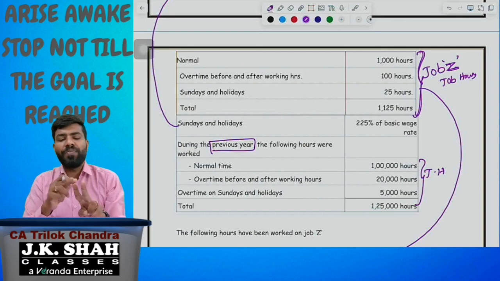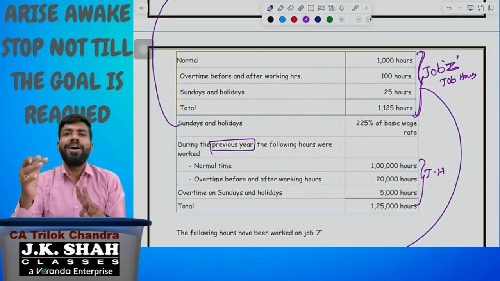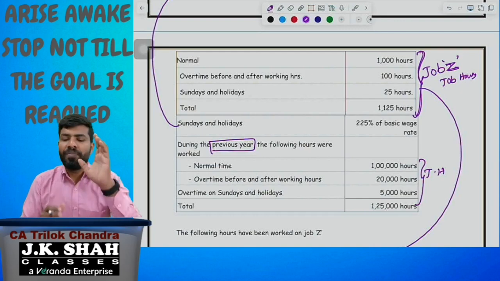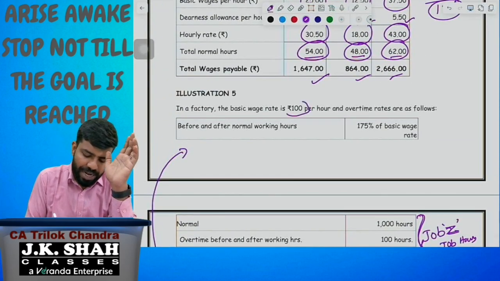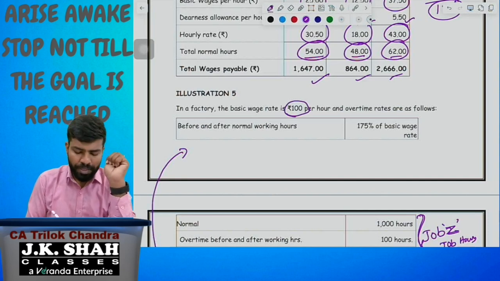Overtime working before and after working time, and overtime working on Sundays and holidays. When it comes to normal hourly rate, it is 100 rupees. The normal hourly rate is 100 rupees. If the overtime is working before and after normal working hours, it is 175% of basic wage rate.